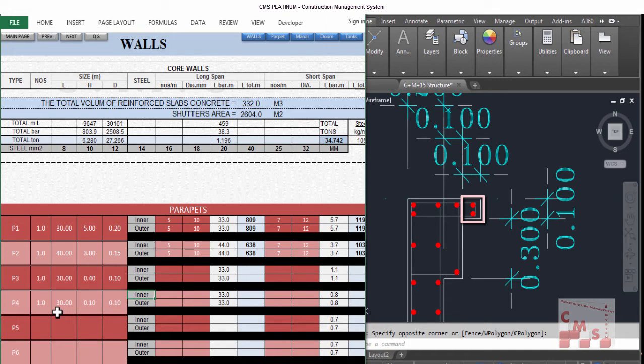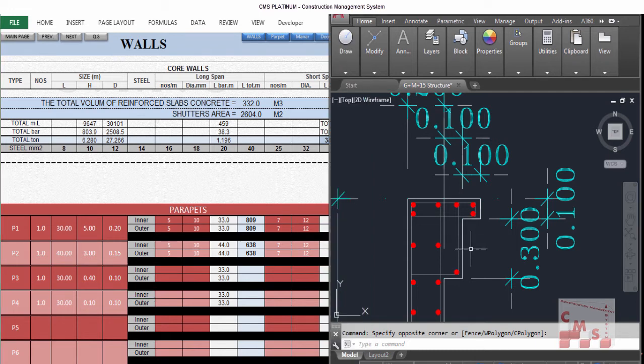For any type of parapet you can enter with the same method. If you have a very difficult shape, you can take the area by AutoCAD directly, make a polyline, or take the area directly by the area command from AutoCAD. You'll find here the area is 0.2. This 0.2 you can consider as 1 into 0.2. You will have the same result, so it will give you the same quantity of concrete. And enter the rebar as we will see now.